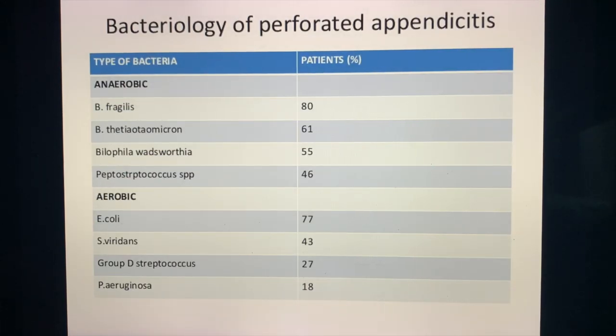Now, here is a table showing you the bacteriology of perforated appendicitis. So what are the most common bacteria which are found or which cause acute appendicitis? As mentioned earlier, it's usually polymicrobial. You have anaerobes as well as aerobes. But there are two I want you to memorize by heart for examination and clinical practice purposes. We have E. coli, then we have Bacteroides fragilis.